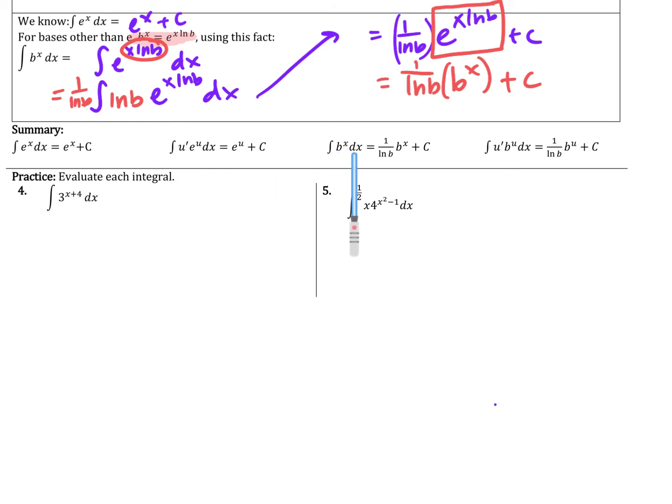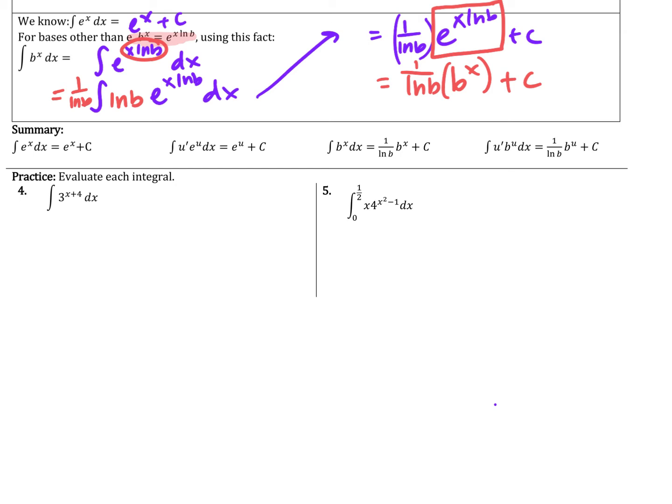The integral of b to the x dx is 1 over natural log of b times b to the x plus c. And if there is a function within that, we can use u sub and make sure that we have that u prime in front to get us over here as well. So what I'm going to encourage you to do is pause the video and try and use this shortcut to work through these two integration problems here.